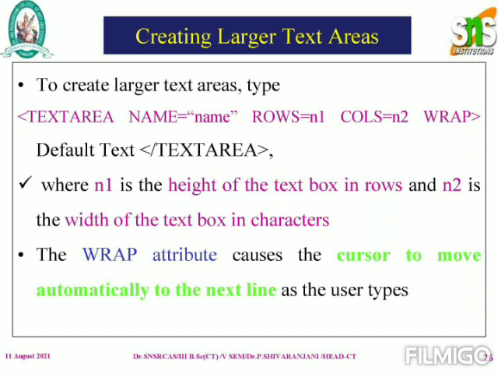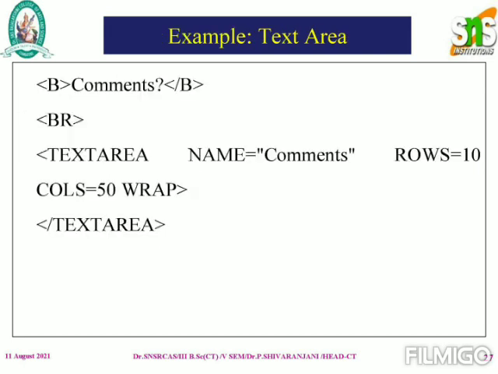So this is an example for creating your text area. In the particular text area, name equal to, I've given the name of the text area as comment, rows equal to 10 and columns equal to 50. So you can enter 50 characters per line. The columns is 50 and the rows is 10.